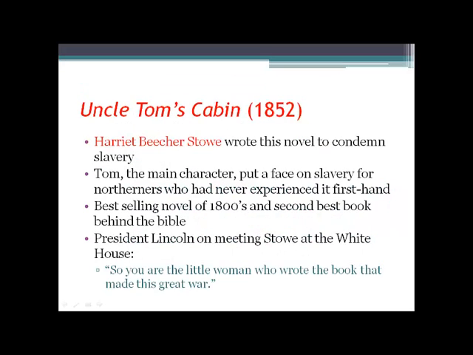Going back to number 1, Uncle Tom's Cabin. Very, very important. Author Harriet Beecher Stowe. She writes this novel to condemn slavery. Tom, the main character, basically gives Northerners a personal look at slavery. And even though it is fiction, it's a novel, it does give Northerners a view of slavery that they have never seen before. It becomes the best-selling novel of the 19th century and the second best book behind the Bible.